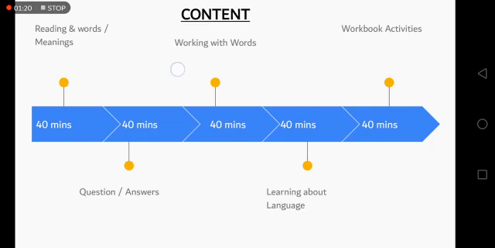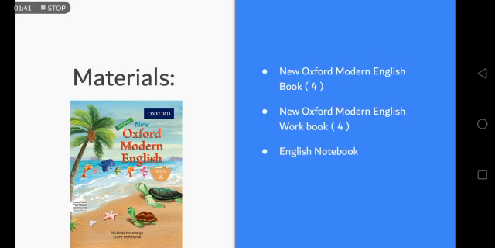Contents. Yes, content is very important to understand the lesson. My dear students, this unit has been divided into different labs. The first one is reading and word meanings. Second one is question answer. Then working with words, learning about language, and last one is workbook activities.